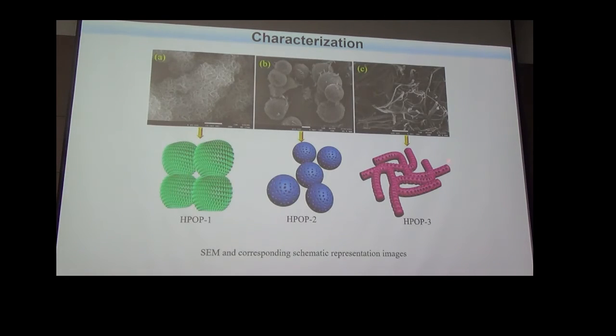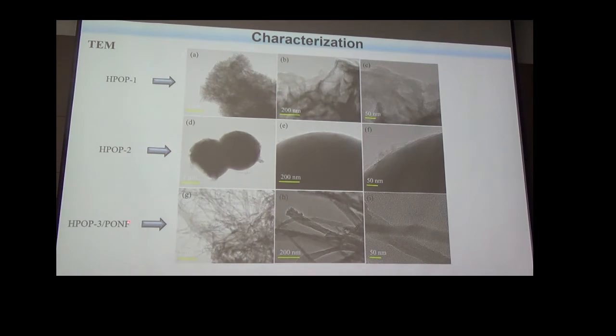And further, the porosity of the material was also analyzed using the chem analysis. These 2D images show that all these three materials have a large order and have hierarchical porosity. And as we can see here, the HPOP3 has a high fiber nature, and thus it is also called PONF. It's nothing but porous organic nanofiber.